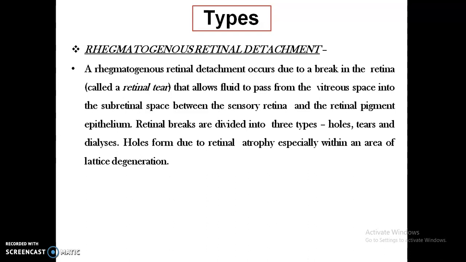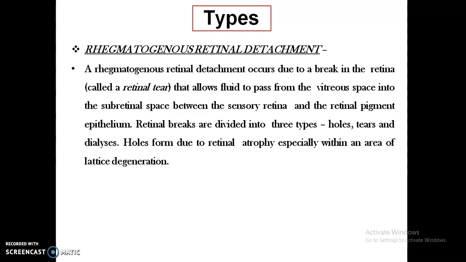Through that there will be some formation of pressure, or traction, and that may lead to the detachment of the retina.